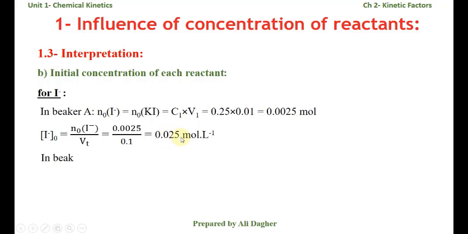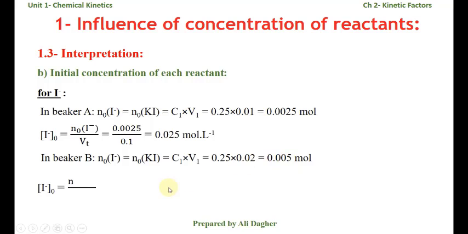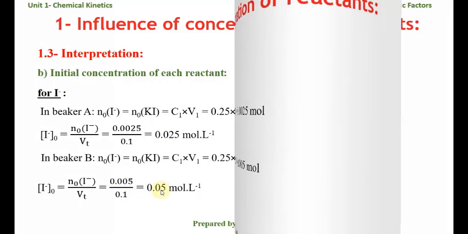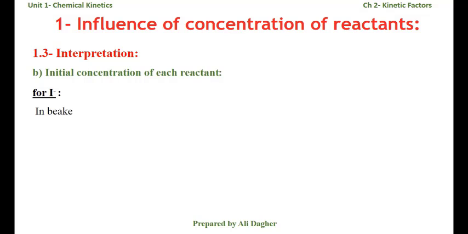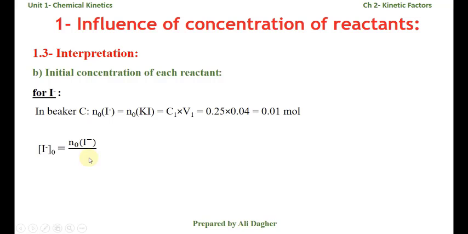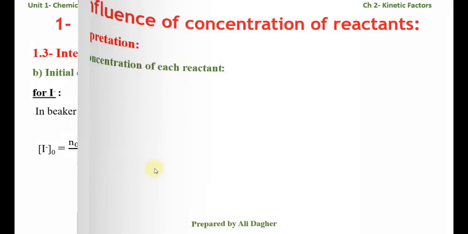Then the initial concentration of I- in beaker A equals 0.025 mole per liter. The same in beaker B: N0(I-) equals C1 V1 equals 0.005 mole, divided by the total volume, the initial concentration of I- in beaker B equals 0.05 mole per liter. Also for beaker C, N0(I-) equals C1 V1, where V1 equals 40 milliliters, 0.04 liter. For the initial concentration, we divide the initial number of moles by V total, which equals 0.1 mole per liter.